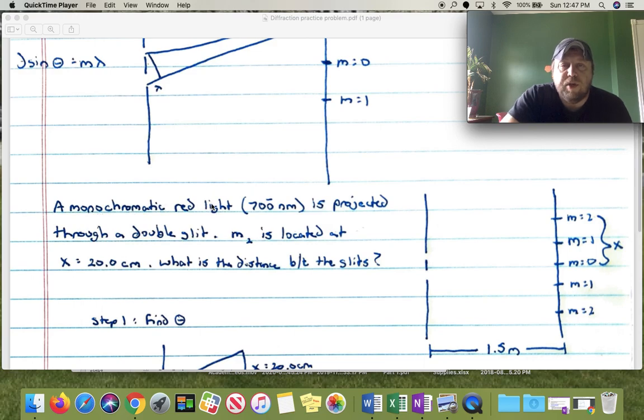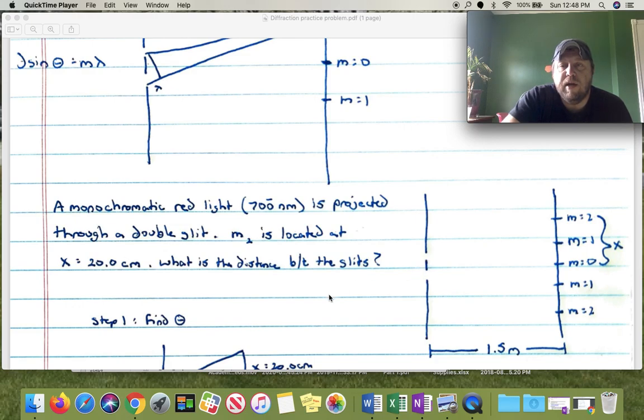A monochromatic red light, which is 700 nanometers of wavelength, is projected through a double slit. The second order maxima is located at x equals 20 centimeters, and we want the distance between the slits. So a couple of things here. We've got wavelength and d in this equation, where d is the distance between the slits. But then we also have the length to the screen, and we have x on this side. So M2 is located at a distance of x on this screen as this interference pattern spreads out, and we're trying to solve for the distance between the slits.